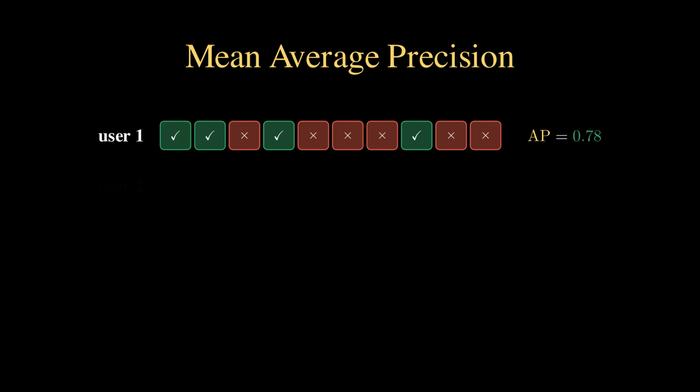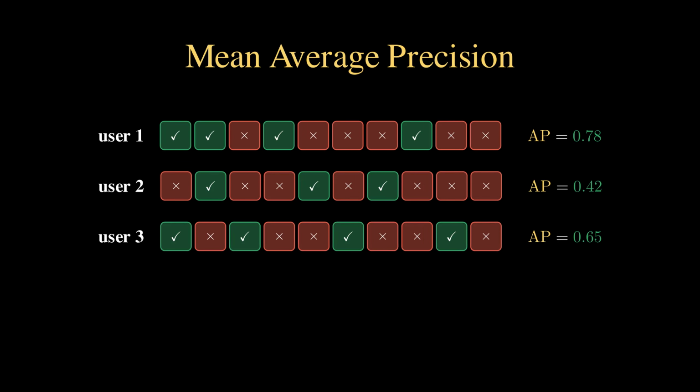So far, we've talked about a single user. In practice, a recommender serves many. Mean average precision is exactly what it sounds like. Compute average precision for each user and average those. One number for the whole system, weighted by how well it ranks for everyone, not just one person.